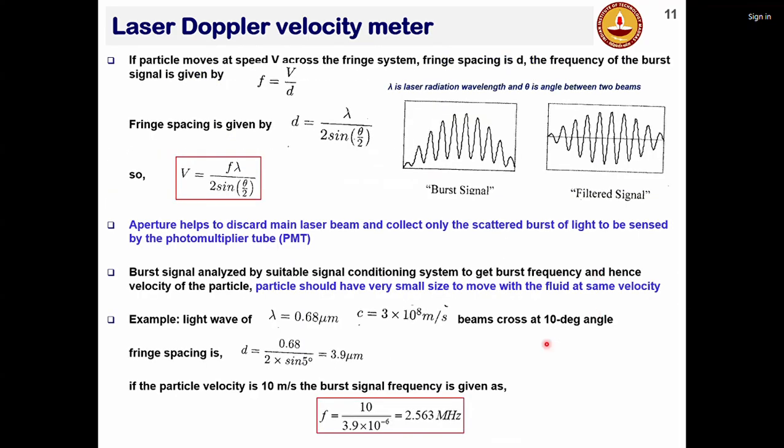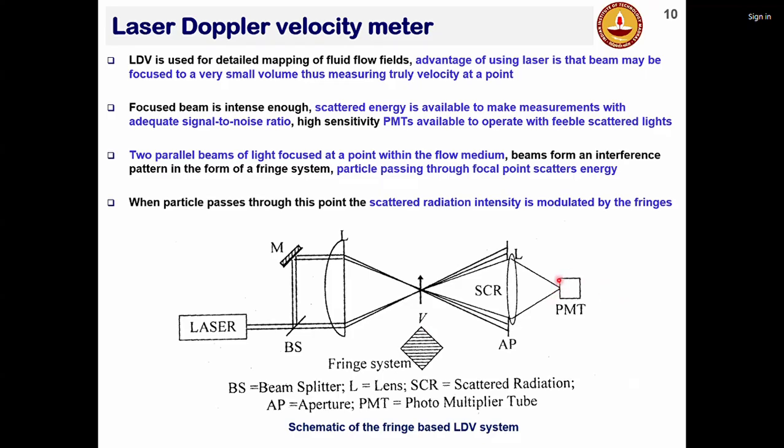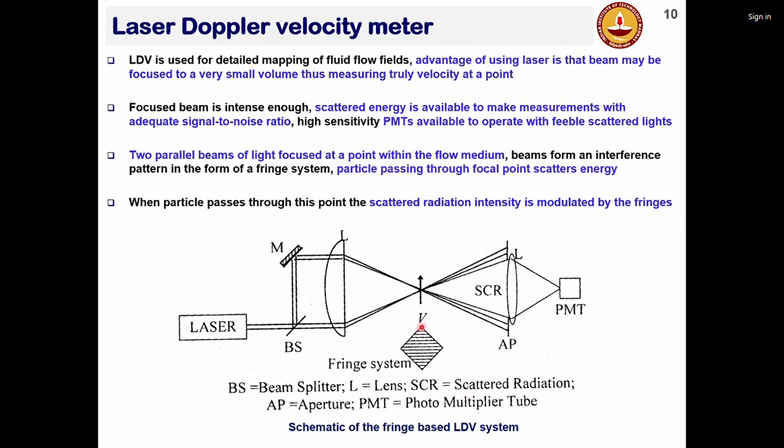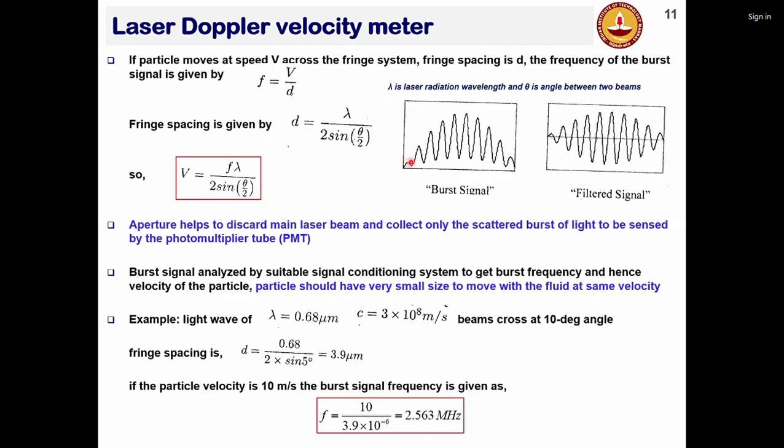So what you see here is this signal is basically the burst signal, because it is fringe. That means you have alternate high and low energy distribution, especially when the particle scatters. In the PMT, you also get this burst signal, which is oscillating in nature.